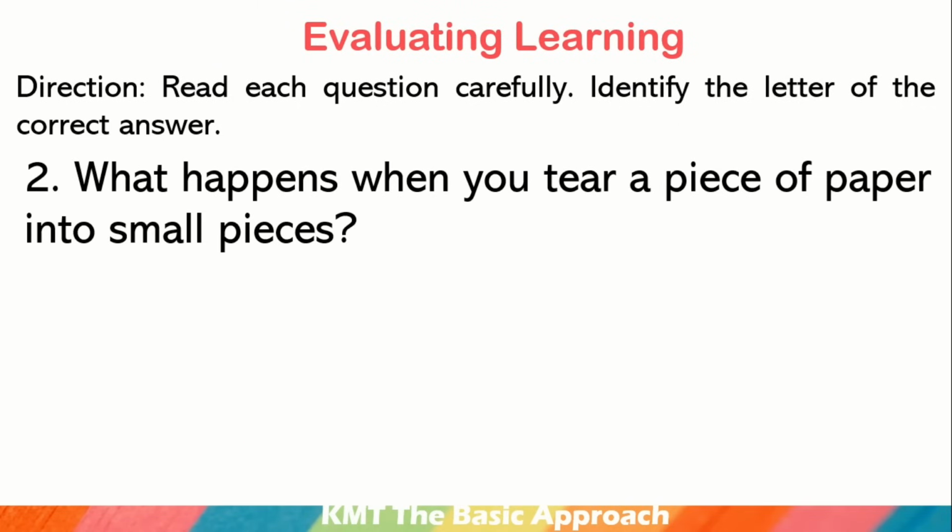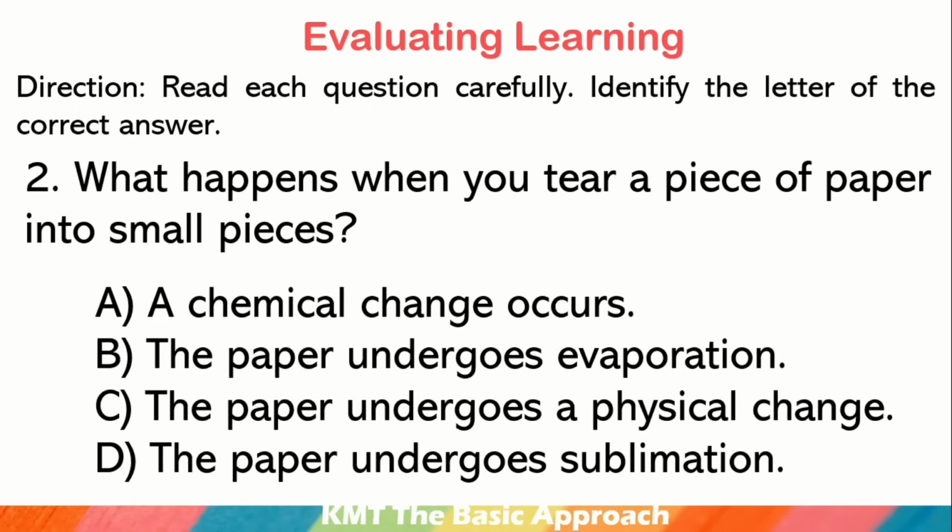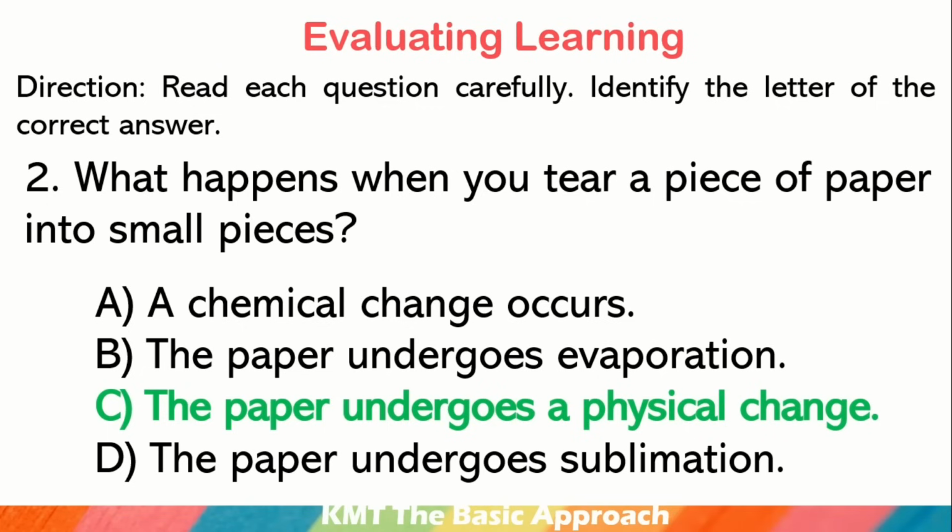Number 2. What happens when you tear a piece of paper into small pieces? A. A chemical change occurs. B. The paper undergoes evaporation. C. The paper undergoes a physical change. D. The paper undergoes sublimation. What is the correct answer? Correct! Letter C. The paper undergoes a physical change.